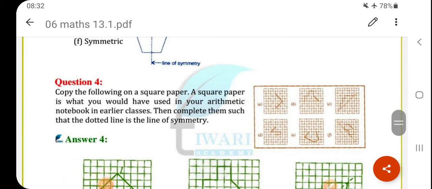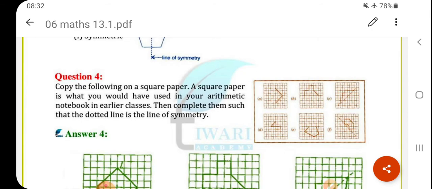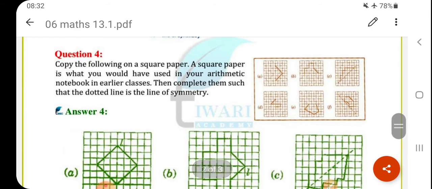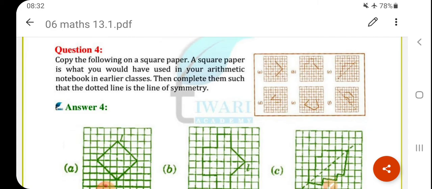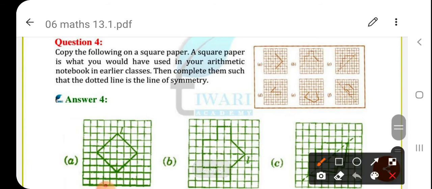See, copy the following on a square paper. A square paper is what you would have used in your arithmetic notebook in earlier classes. Then complete them such that the dotted line is a line of symmetry. Here no need to purchase any square paper, but in your textbook or in the notebook you can draw without drawing all these squares.